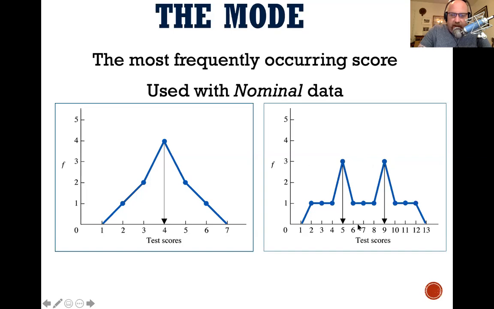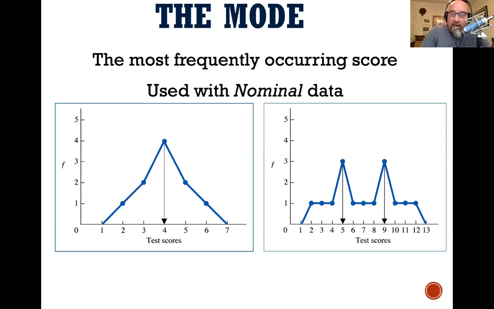So a score of 5 and a score of 9 both occur with a frequency of 3. They're both the most commonly occurring score. So in this case, you have two measures of central tendency for the center, but the center is kind of a weird way to describe this. It's getting a little weird because we have two of them.